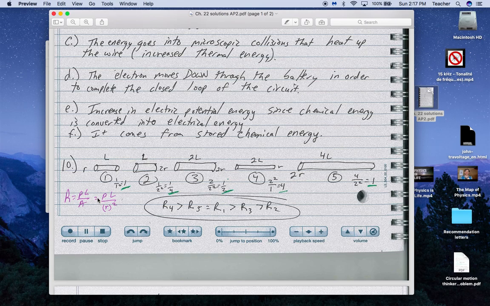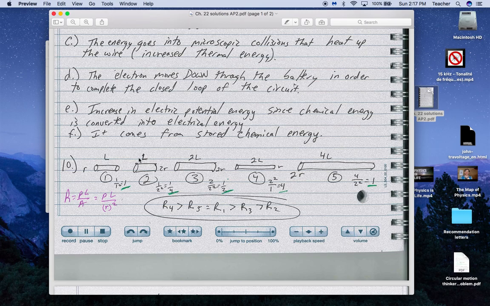Number 10 is ranking the resistances of these. So we're assuming they're all the same material. You would use your resistivity formula. Resistance of a wire is equal to resistivity, that's the Greek symbol rho, which looks like a lowercase p, multiplied by the length of the wire divided by the area of the wire. Well, you're not given the area of the wire directly, but you are given the radius.